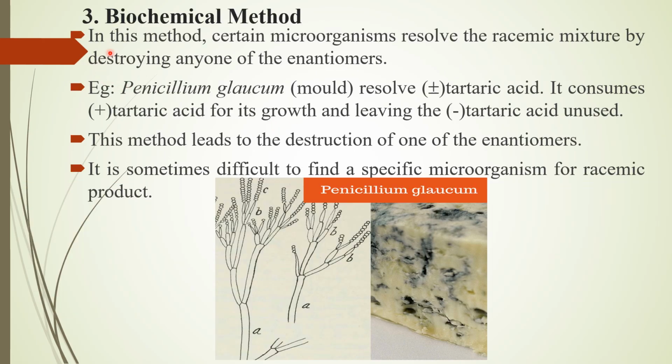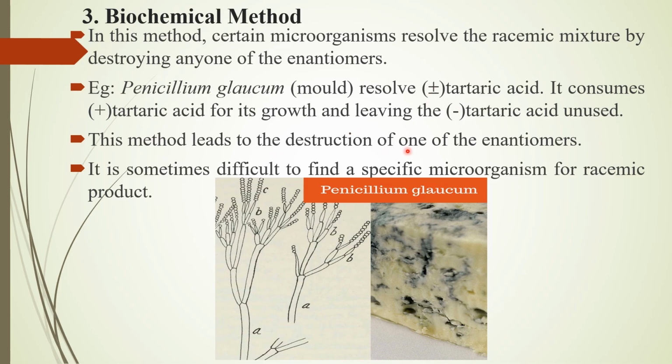And third one is biochemical method. In this method, certain microorganisms resolve the racemic mixture by destroying any one of the enantiomers. Example, penicillium glaucum resolves plus or minus tartaric acid. Plus or minus tartaric acid is a racemic mixture. It consumes plus tartaric acid for its growth and leaves the minus tartaric acid unused. So we can easily separate the plus tartaric acid and minus tartaric acid from plus or minus tartaric acid.